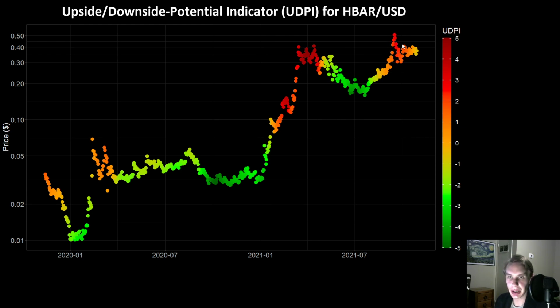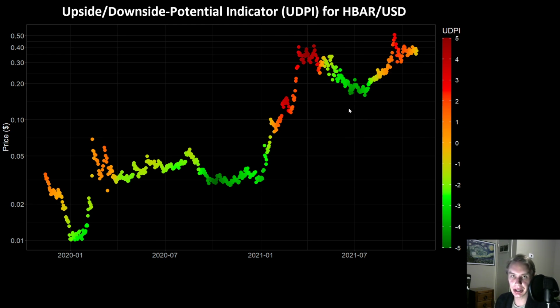And then, of course, we've had a bit of a correction off of that move since then. And currently, we're sitting in the mid to upper 30s right now. And you can see the model is actually now starting to flip a little bit more bullish on HBAR, suggesting that the upside potential might be greater than the downside potential at this point in time.